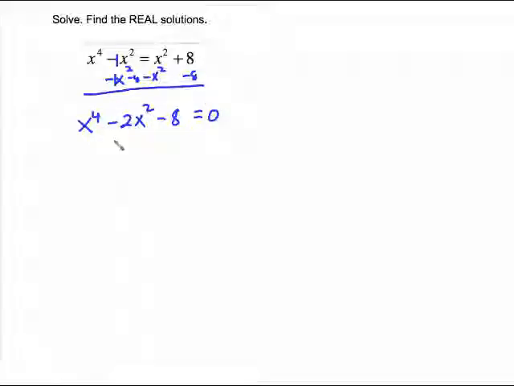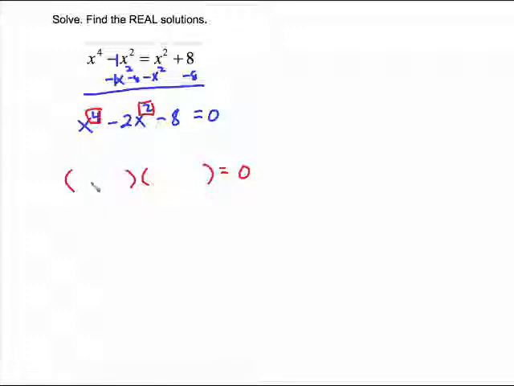Now the way I do this is I consider this in quadratic form. It's not an actual quadratic because the lead power here is 4. To be an actual quadratic, it would need to be squared. But it's quadratic form, and you know you have quadratic form when the lead power, which is 4, is exactly twice your middle power, which says I can just kind of pretend a little bit and still factor this as if it were a quadratic.